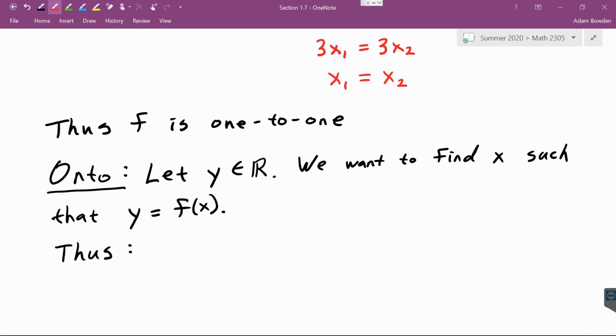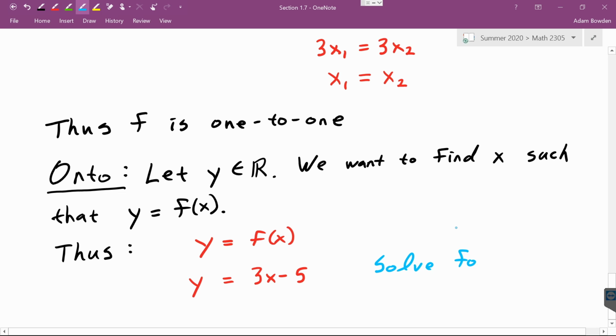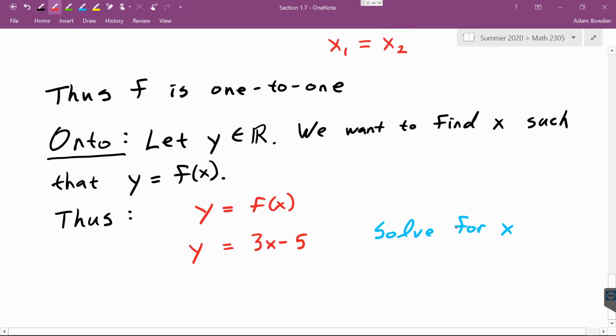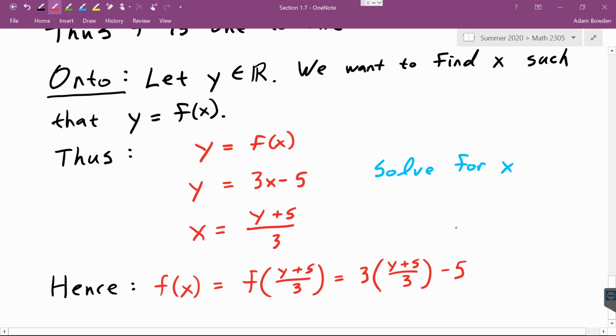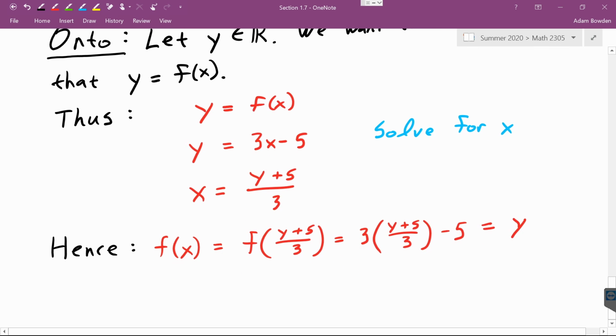Thus, what we're going to be looking at here is y equals f of x, and so y is equal to 3x minus 5. What I'll do to make this happen now is solve for x. And if we solve for x here, we'll get x is equal to (y plus 5) over 3. As a result, if we were to take f of this x, which would turn into f of (y plus 5) over 3, that would be equal to 3 times (y plus 5) over 3 minus 5, which when simplified would be equal to just y. And this shows us that given this value for x, we have a value for y. And so we can say that f is onto the set of all real numbers.